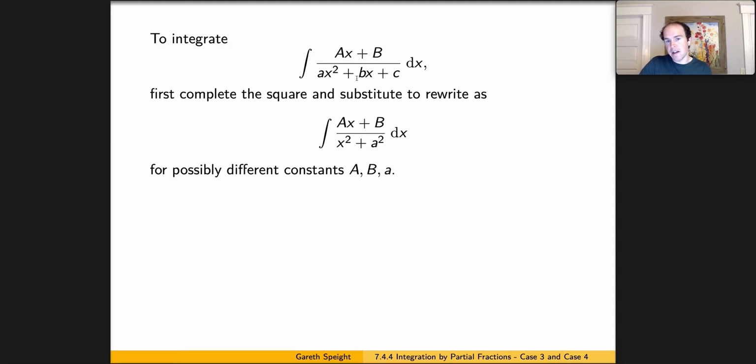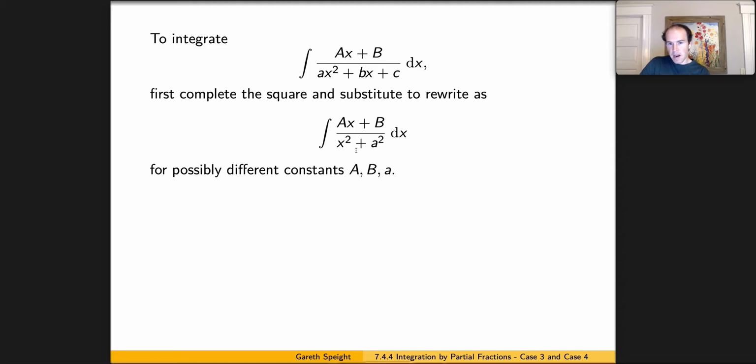So instead of having ax squared plus bx plus c, we want to have something that just looks like x squared plus a squared on the bottom. To do that, we can complete the square on the denominator and make a substitution. Once we go through those steps, it'll bring it to ax plus b over x squared plus a squared, possibly with different constants. But we can always get rid of that middle x term by completing the square, factorizing and substituting, as we'll see in an example in just a little bit.